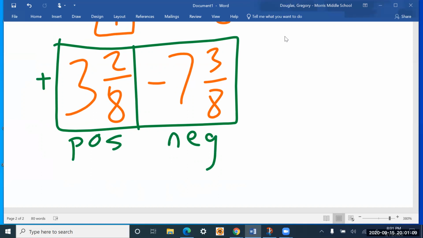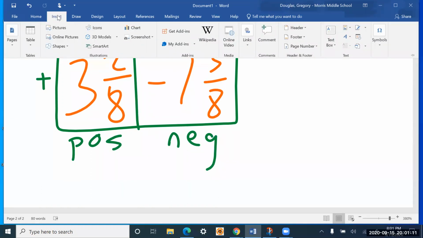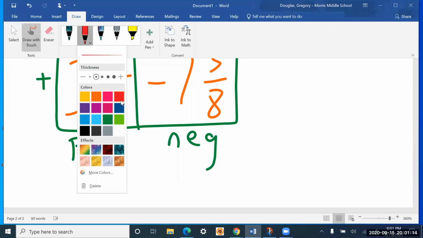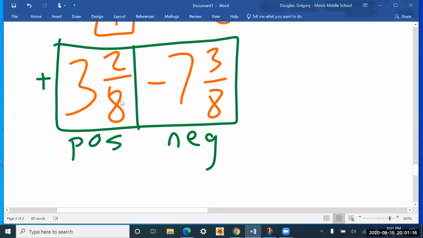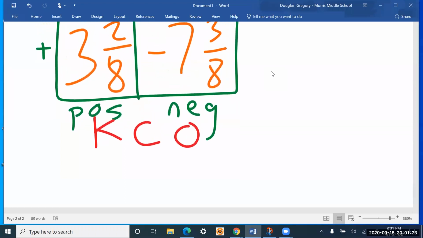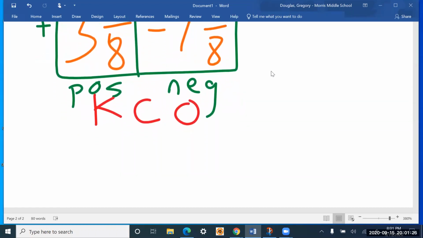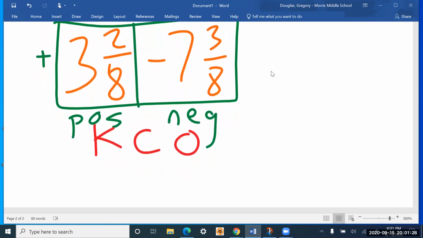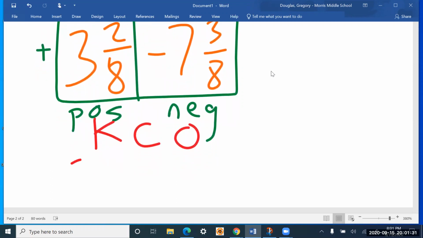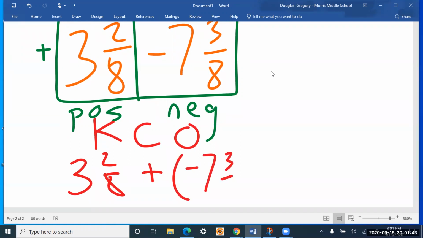Or I'm going to do one more. It's the last strategy you learned. Let's go back to red. If you don't like that, you need to change it to an addition problem. I already saw with my green method, making the box, it's going to be same different sign rule. Okay, and then we'll solve it. But if I KCO, I'm going to keep the 3 and 2/8, I change the minus, subtract, to addition, and I go to the opposite of 7 and 3/8. So it becomes a negative 7 and 3/8.